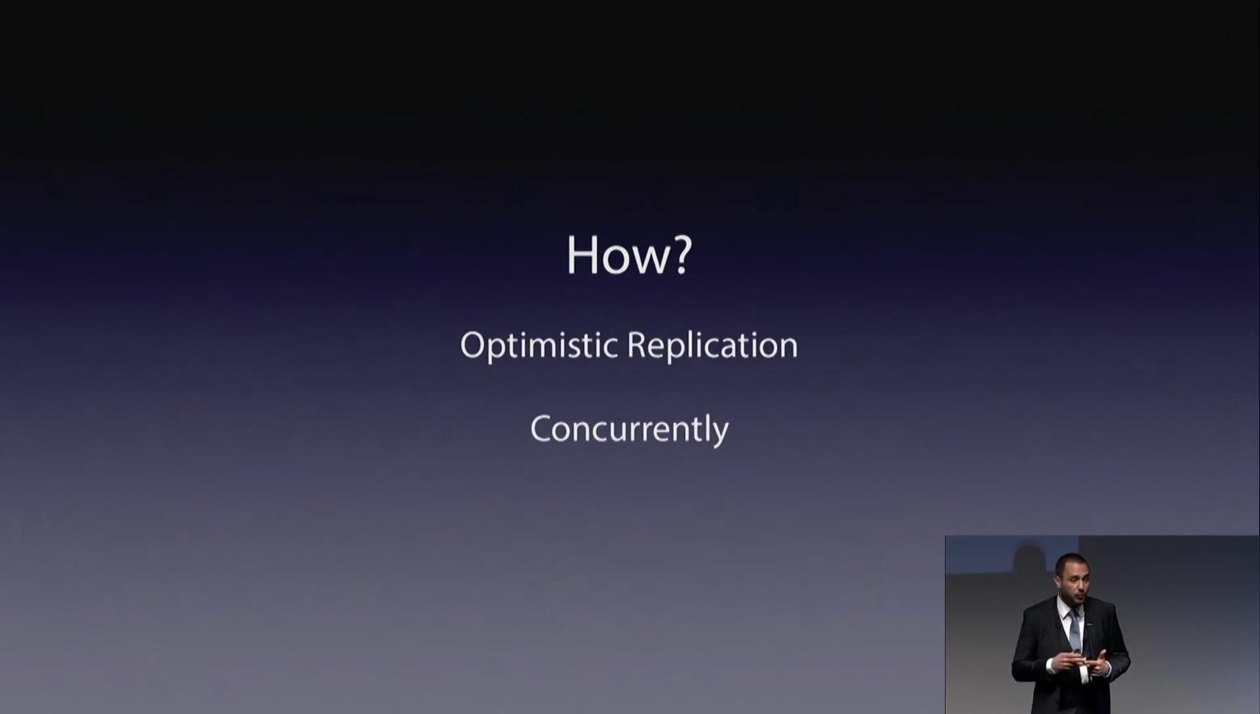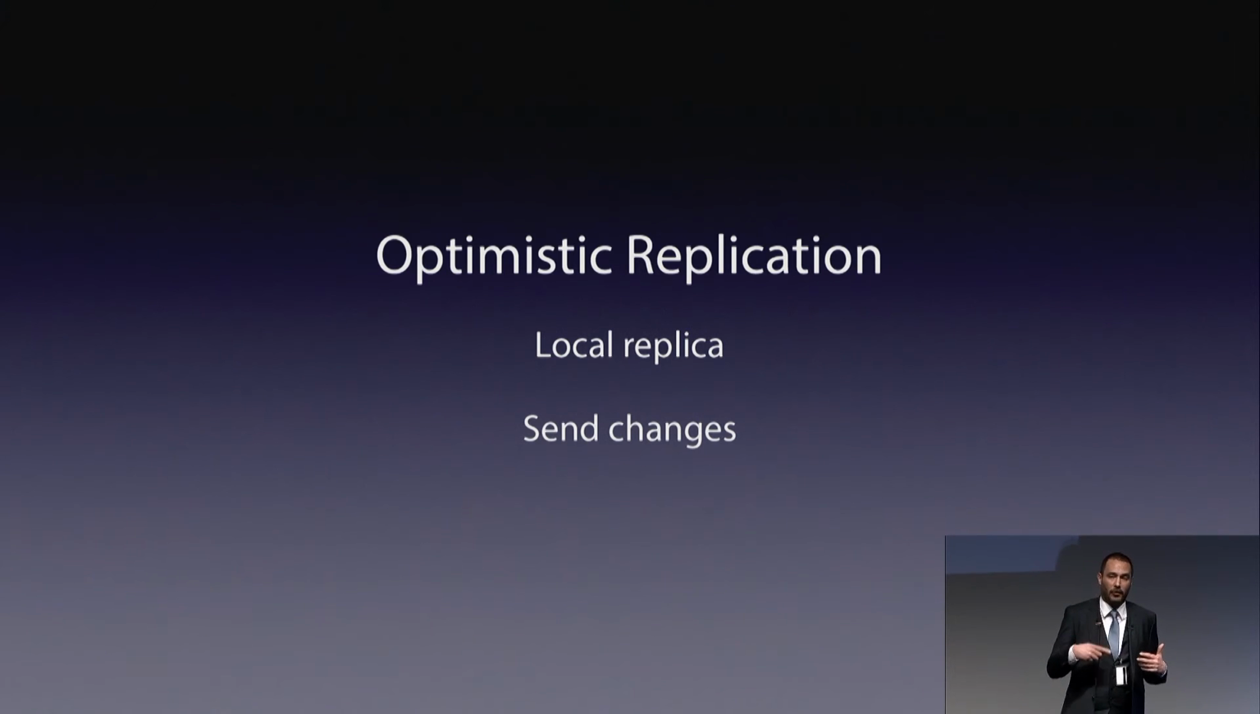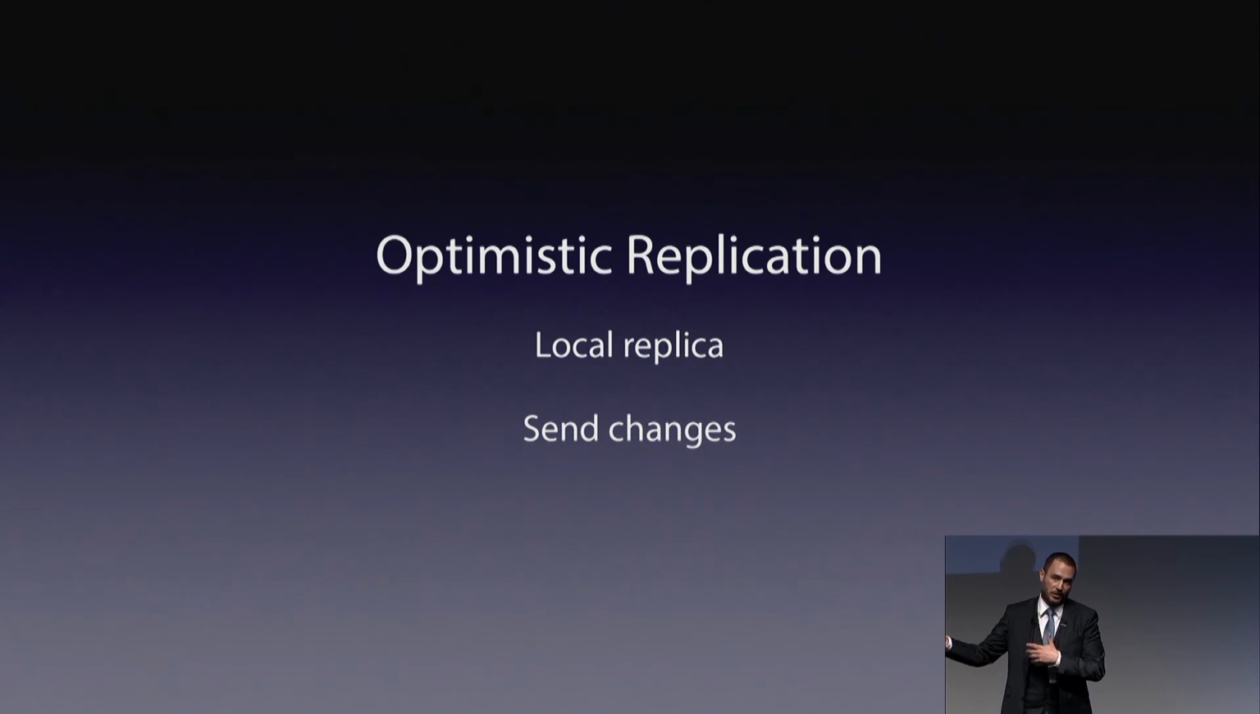This problem is not new, obviously, and there is a solution for that, which is typically optimistic replication. And we want this to happen concurrently. So what is optimistic replication? This is the idea of having a local replica, a local copy of your documents. In this case, when you make an edit, you apply it directly onto your local version of the documents, okay? So that the edit can be almost instantaneous. And then afterwards, you send the changes to the other people on the network.